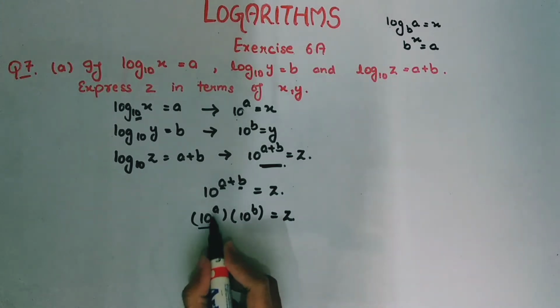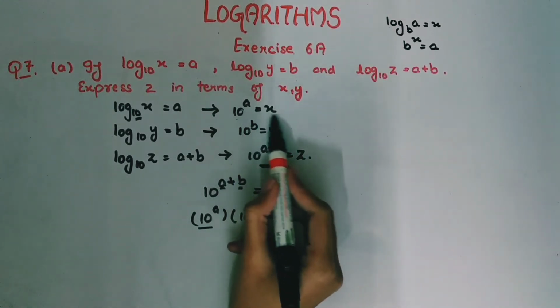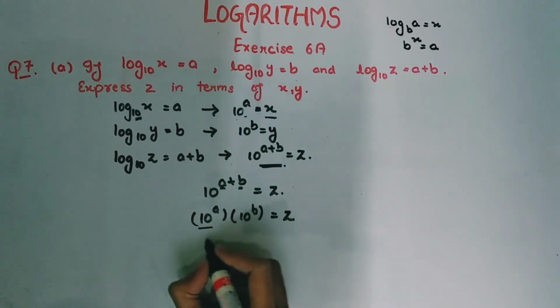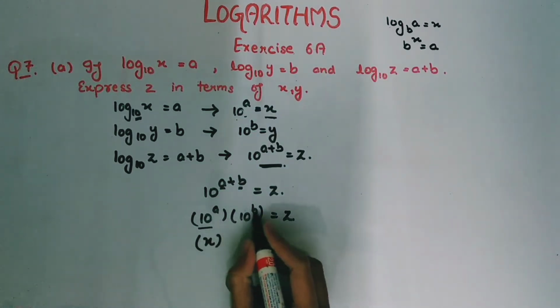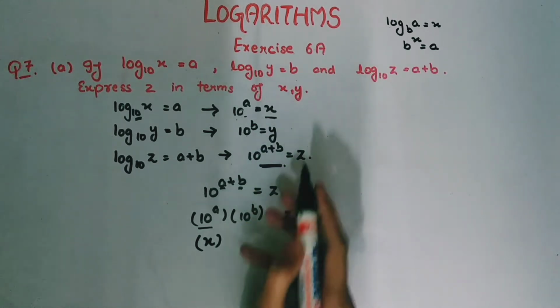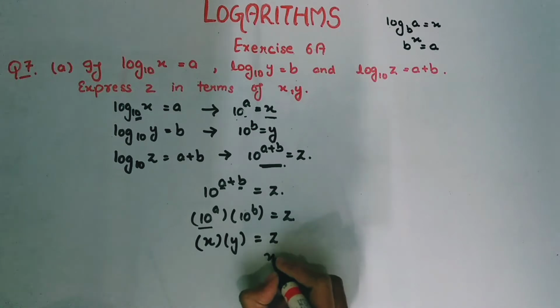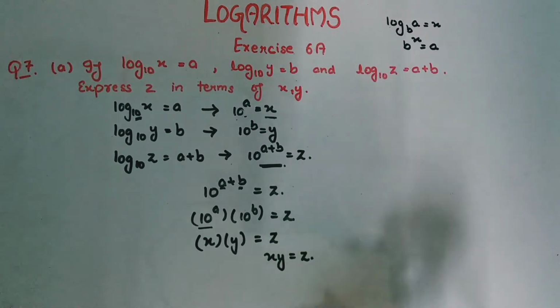We know that 10 raised to power a is equal to x, so we can write here x. 10 raised to power b is equal to y, multiplied by y, and that is equal to z. That means xy is equal to z.